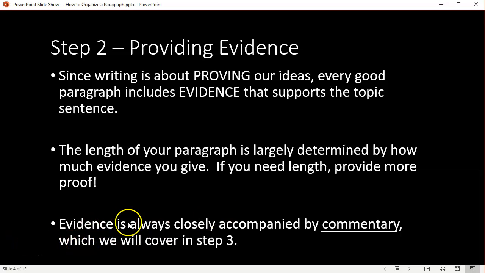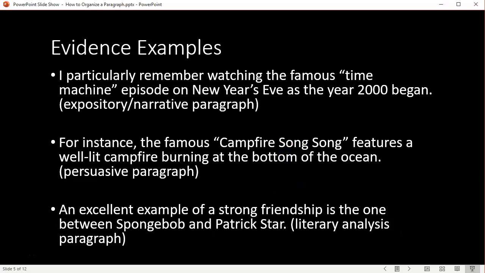We should also note evidence is always closely accompanied by what's called commentary, which is step 3 in writing a paragraph. So just know that evidence and commentary go hand in hand. You don't want evidence without commentary. You definitely don't want commentary without evidence. So let's continue with what we're already doing.